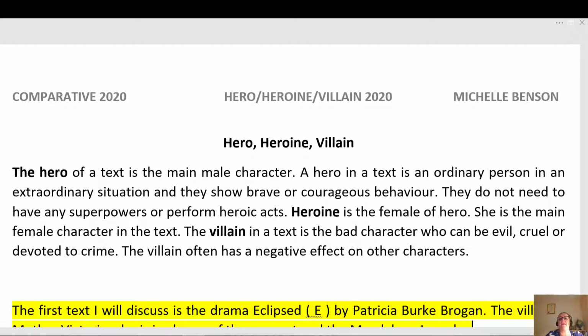Heroine is the female of hero. She is the main female character in the text. The villain in a text is the bad character who can be evil, cruel, or even devoted to crime. The villain often has a negative effect on other characters.